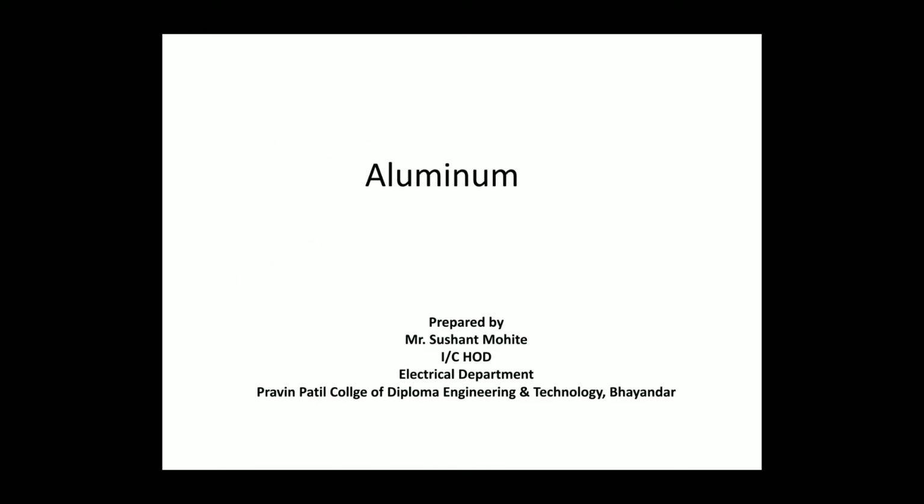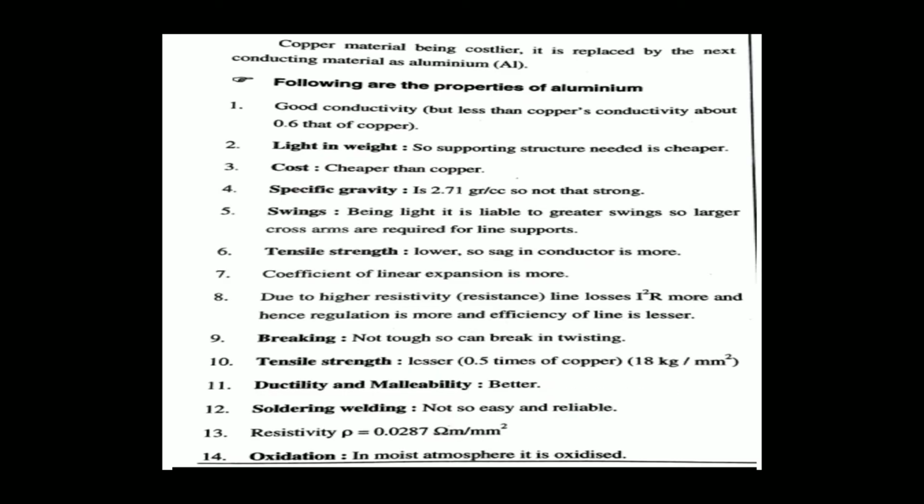Next is aluminium. The copper material being costlier, it is replaced by the next conducting material like aluminium. Then the properties of aluminium: it has good conductivity, but less than copper. It is light in weight, so the supporting structure needed is cheaper.